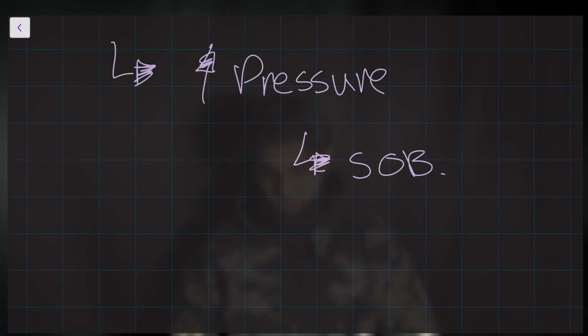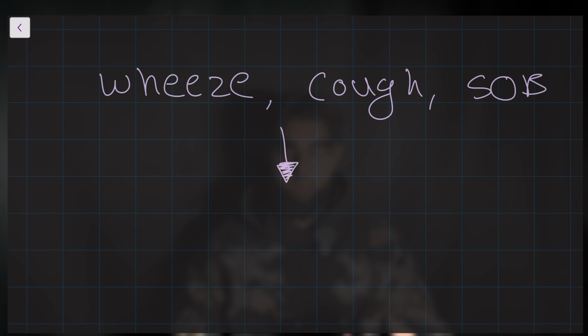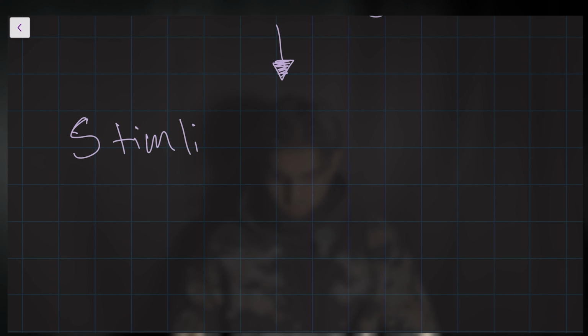So now we've had a look at the three main symptoms: the wheeze, cough, and the SOB, right? We've also mentioned that patients with asthma don't chronically have these symptoms. They only come on when there is an acute exacerbation. So when would they actually occur? The times where patients may experience those symptoms is when there is a stimulus or irritant.